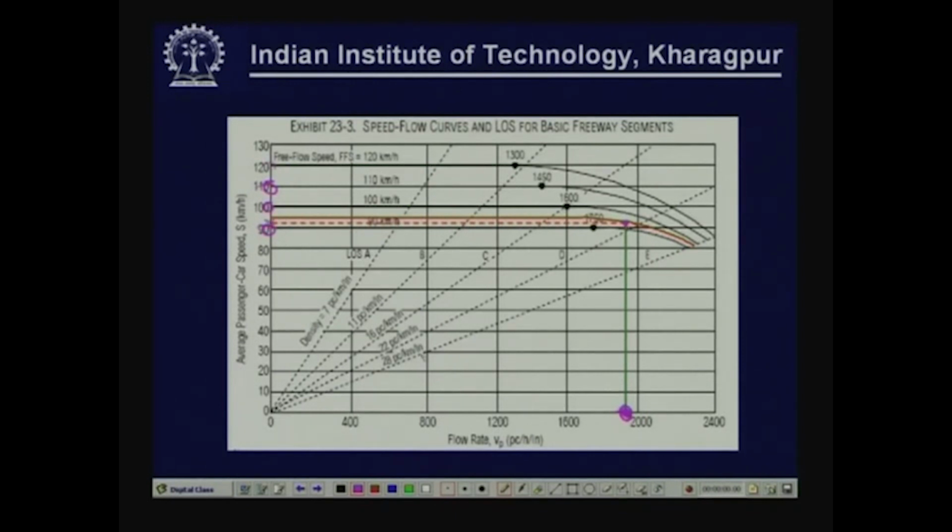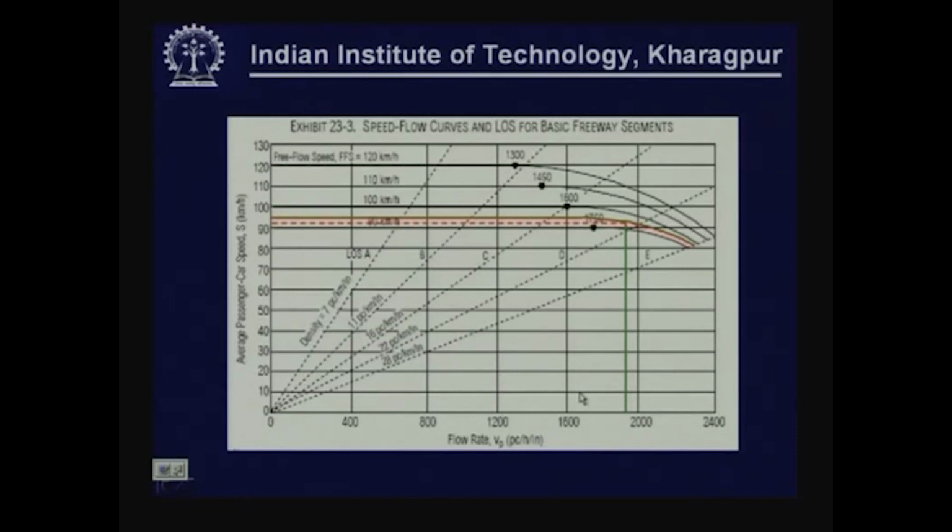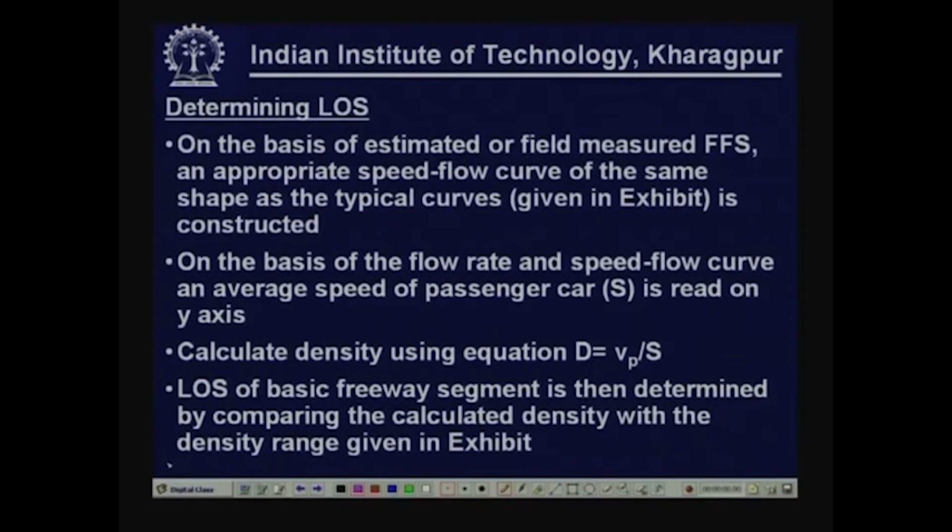Now, the speed is known, the volume is known. So, once the speed and the volume are known, we can calculate the density, volume by speed. Speed we have read from the y axis, as I have just discussed. So, speed is known, Vp is known. How we calculate Vp, that I have already explained earlier. So, Vp by S is the density. Now, remember that for freeway segment, the measure of effectiveness is density. So, that is why we are calculating density at the end of the day.